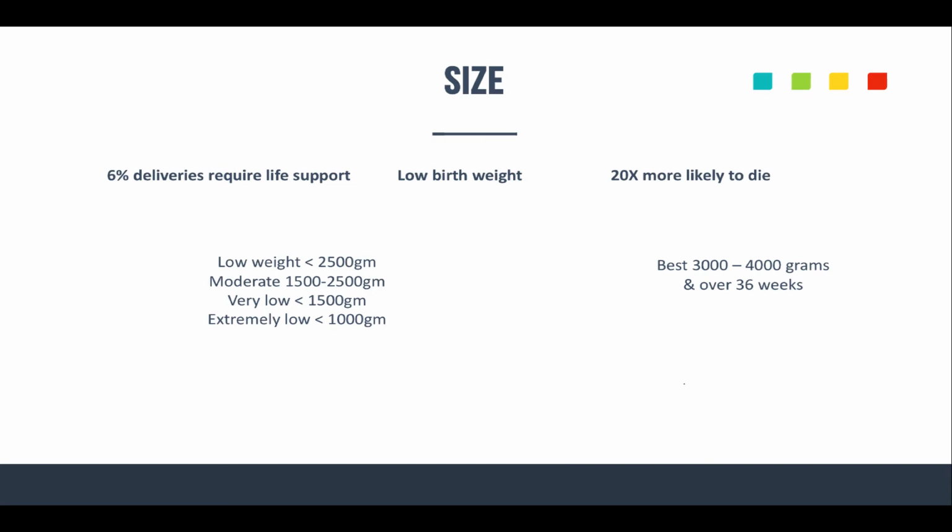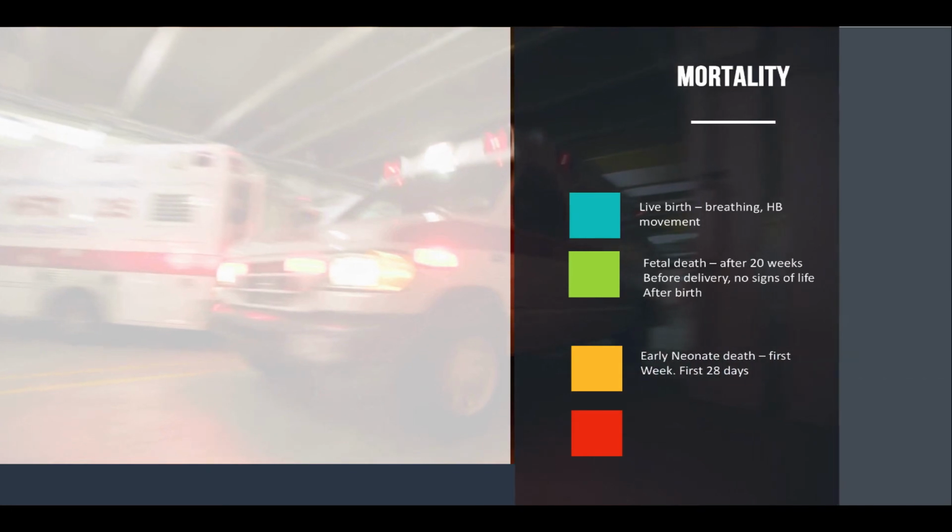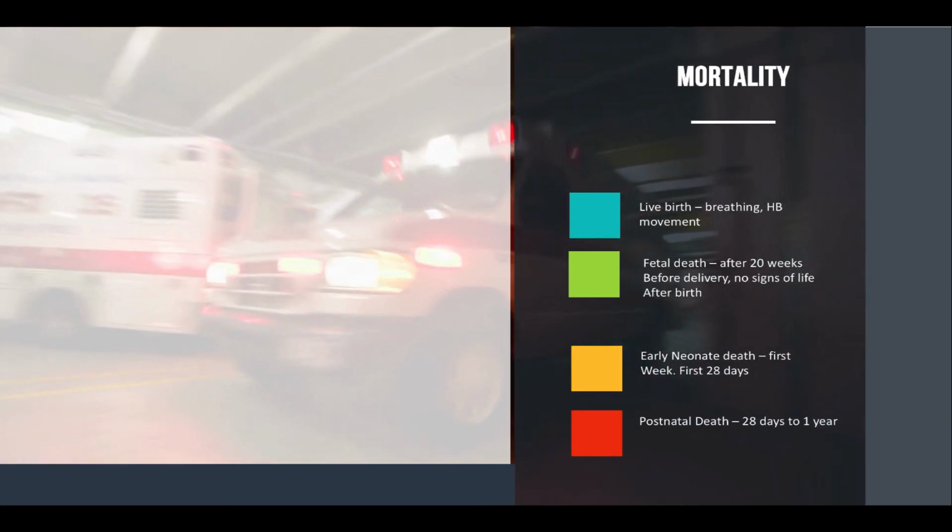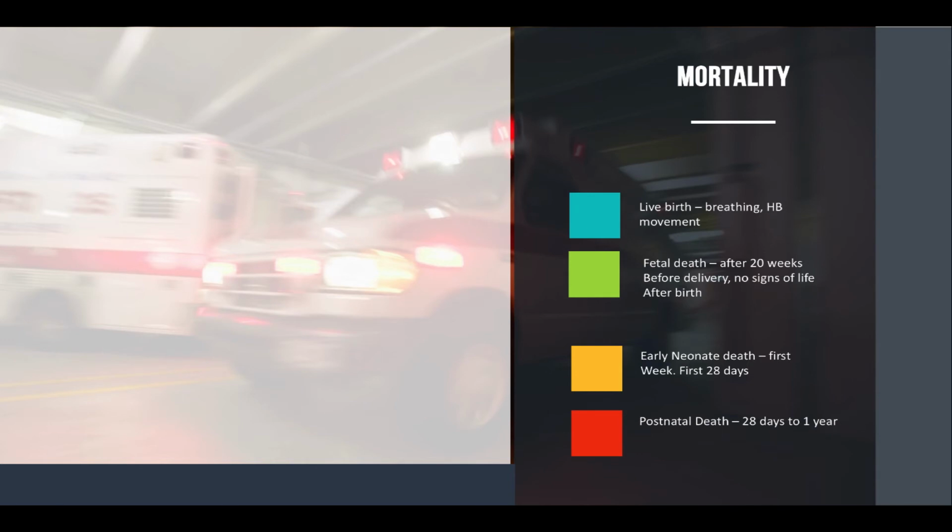So I want to talk a little bit about this mortality guide before we round up today's episode. We've got our live births. Those are the neonates that are born, they have signs of breathing, they've got a heartbeat, and they have some sort of voluntary movement. Then we have our fetal death, and this is when the neonate is over 20 weeks in gestation before delivery, and there are no signs of life after they are born.